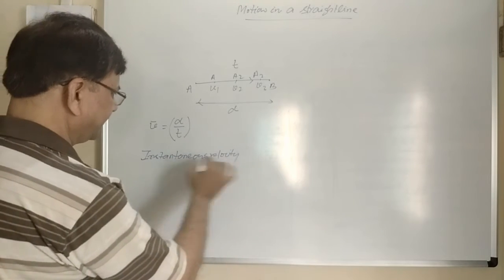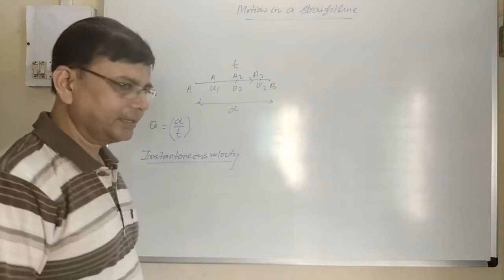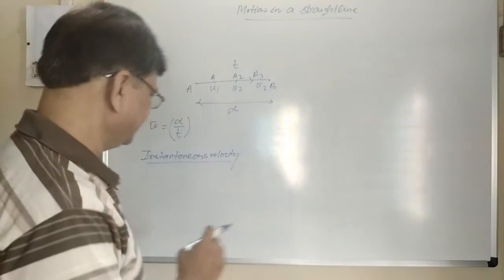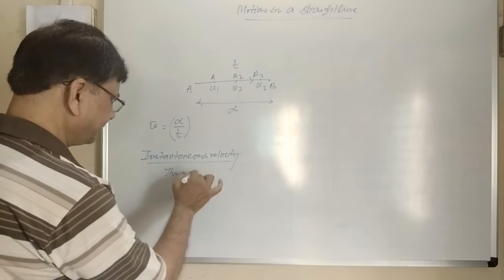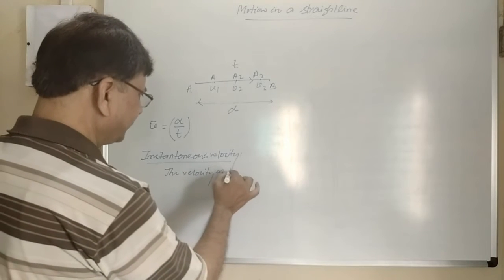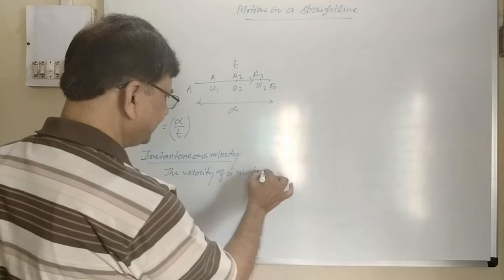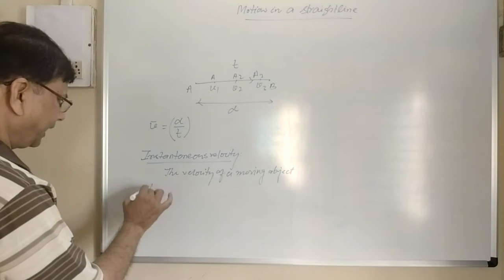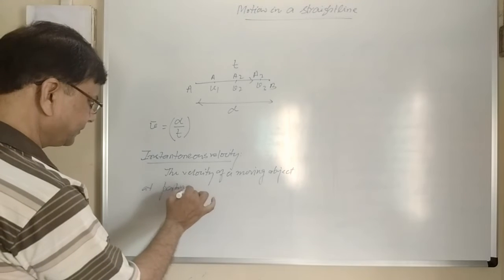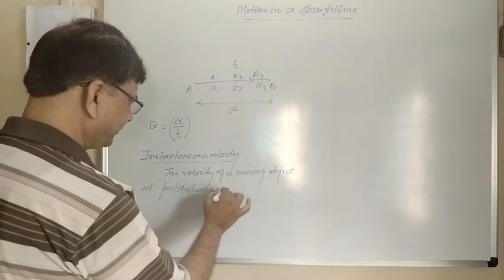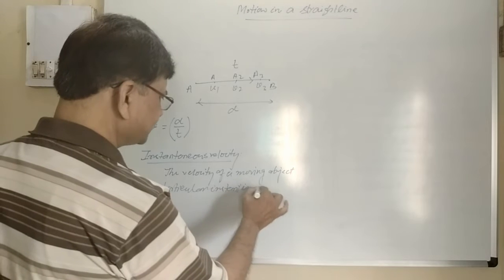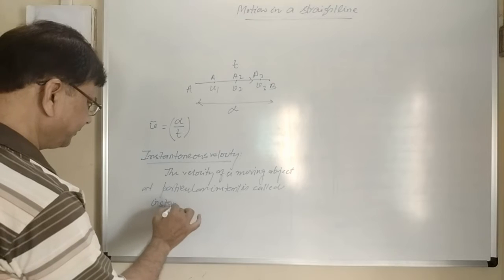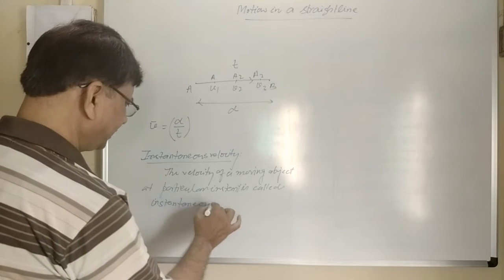Instantaneous velocity. What is instantaneous velocity? The velocity of a moving object at a particular instant is called instantaneous velocity.